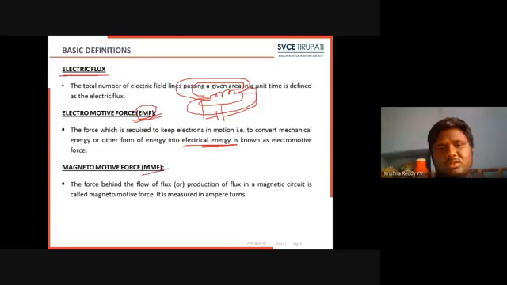This is the magnetic motive force, meaning the force which is required for the flow of flux or production of flux in a magnetic circuit is called magnetic motive force. It is measured in ampere terms. It depends on the number of turns in the coil and the current flowing in the coil.